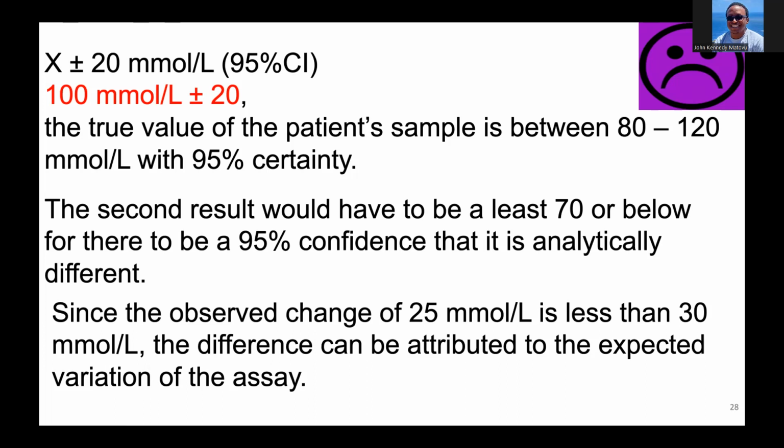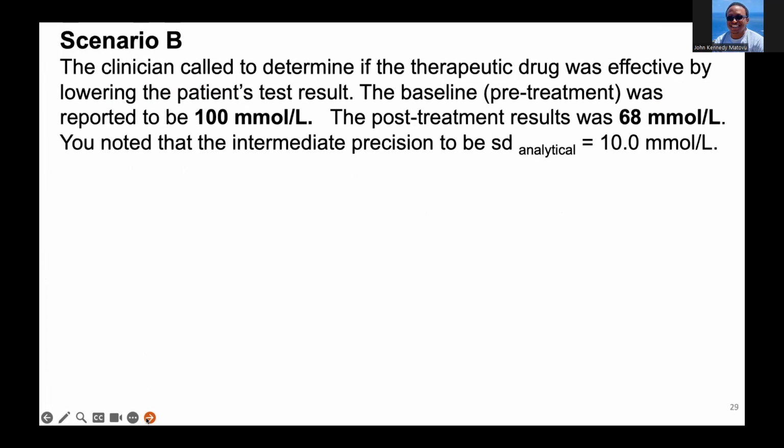So to really see a true difference, you want a value which is 70 or below. But the value we got was 75. So we're still above the value where we can say that this is a true change in terms of the amount of the analyte within that patient sample. So thank you very much, Sanderson, for that.